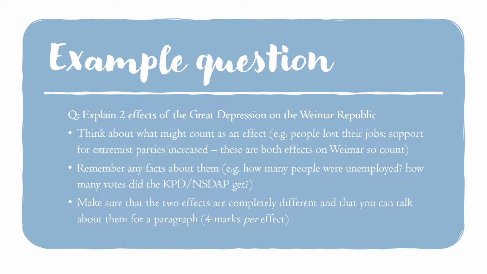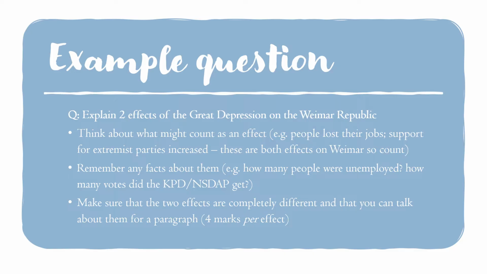How many people were unemployed? How many votes did the communists or the Nazis get? Because obviously they were the extremist ones. And make sure, finally, that the two effects you give are completely different and that you can talk about them for a paragraph. So they need to be good effects and they need to be very, very different. So don't just say people lost their jobs and so ran out of food and people starved, those are too similar for effects.